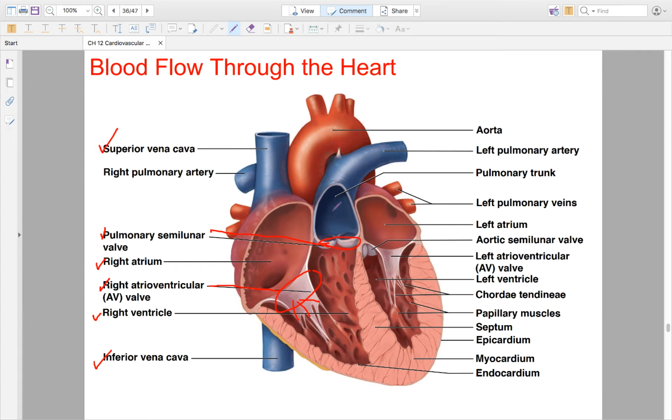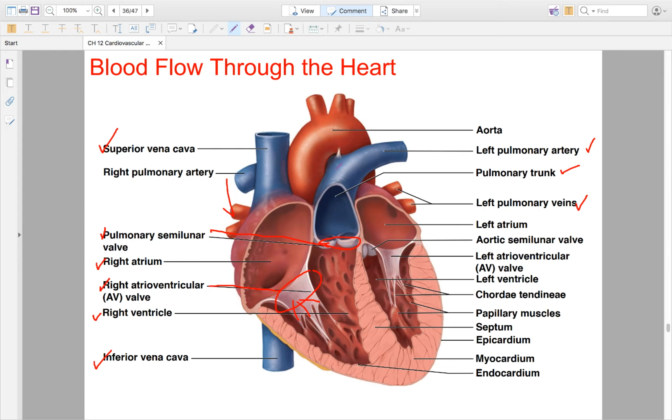Okay, the pulmonary semilunar valve opens up and leads to this large trunk called the pulmonary trunk. Of course we know that the pulmonary trunk connects to the left pulmonary artery, which will lead to the lungs. Oxygenated blood comes back from the lungs and enters at the left and the right pulmonary veins.